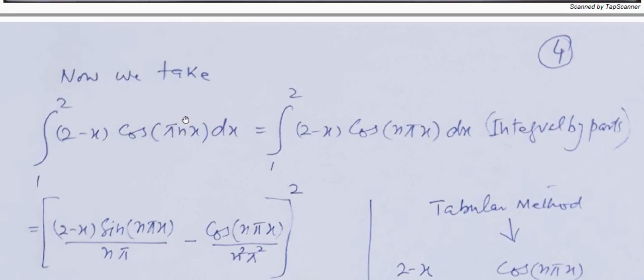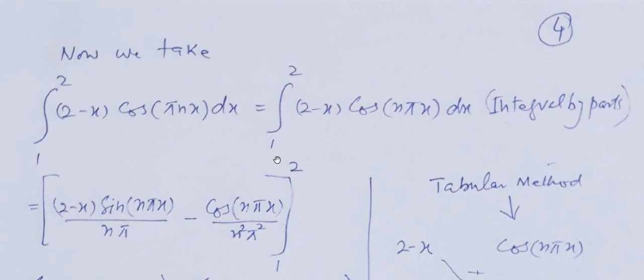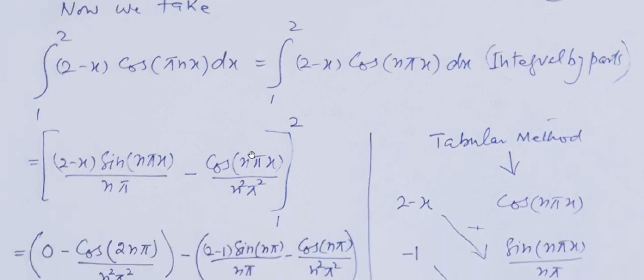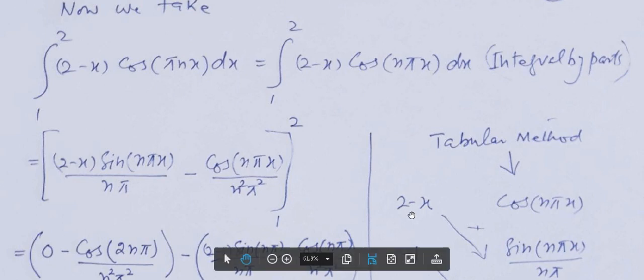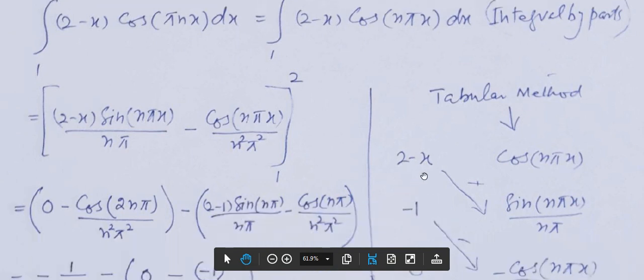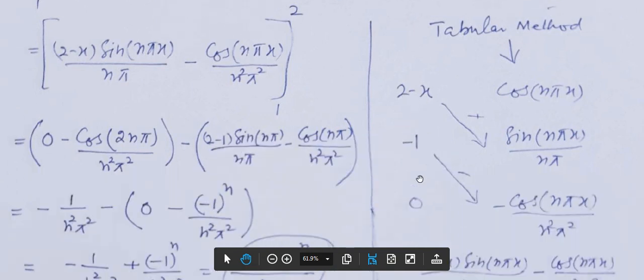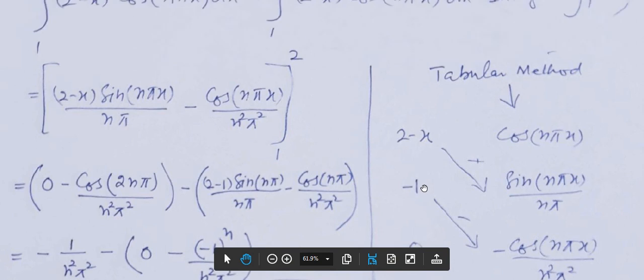Now we will solve the second integral. So it is from 1 to 2, 2 minus x cosine n pi x dx. Again you have to use the integration by parts formula here. So you will choose u as 2 minus x and v as cosine n pi x, because we know why we choose this u: if I take the derivative of this function, it will finish, because the derivative of 2 minus x is minus 1, and then the derivative of minus 1 will be 0. And the integration of cosine n pi x is sine n pi x divided by n pi.